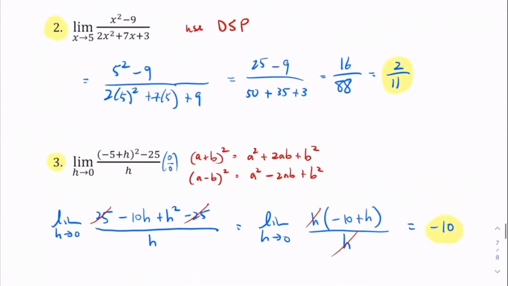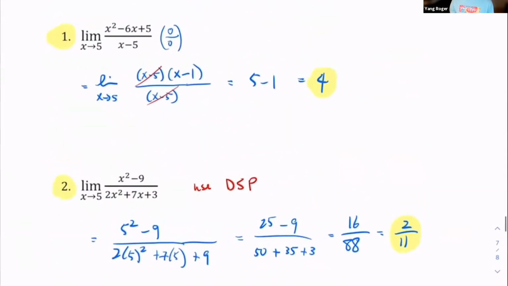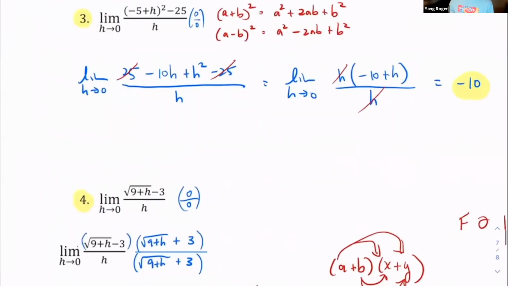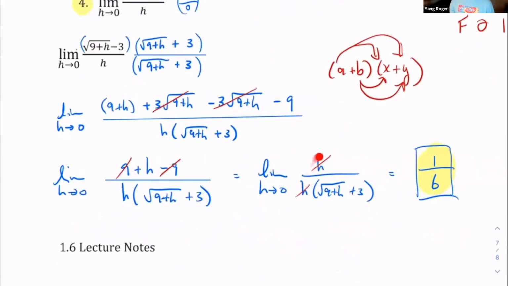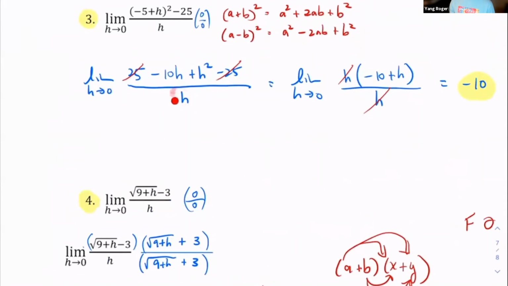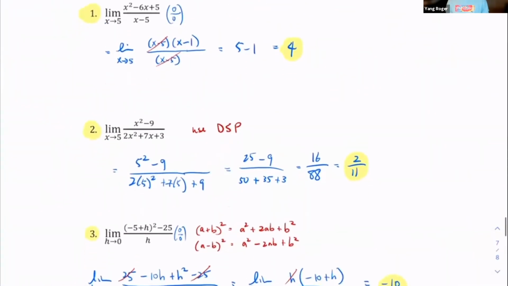Yeah. So one thing I noticed is, are we always trying to make it so that we can cancel out the variable? Well, you're trying to cancel the 0 factor in the denominator. So for number 1, the 0 factor is x minus 5. So after I factor, I cancel out the x minus 5. For number 4, the 0 factor is h. So I'm trying to cancel out the h. For number 3, the 0 factor is h. So I'm trying to cancel out the h. So for all these examples on the first page here, we're trying to cancel out whatever the 0 factor is in the denominator.